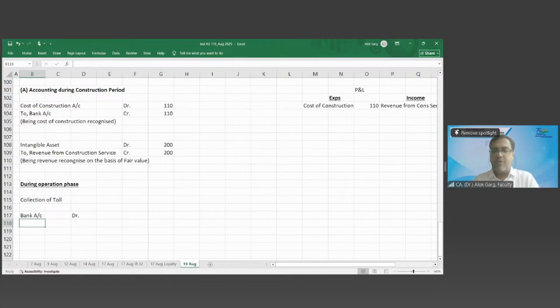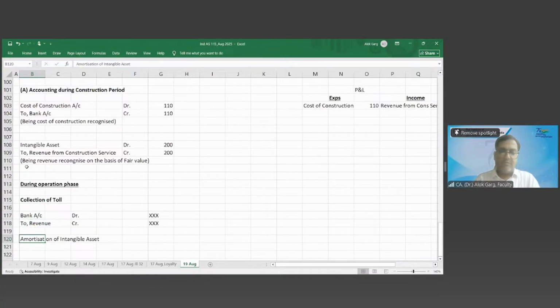Whenever you collect toll, you will pass an accounting entry: bank account debit to revenue. This is the revenue for the maintenance period, because you have to do maintenance also, na? Right? So this is XXX. I don't know the amount. And the second is amortization of intangible asset. So every year you will have an amortization expense also.